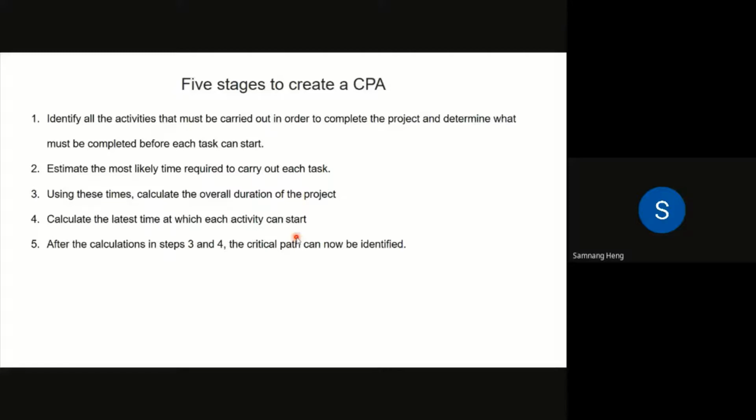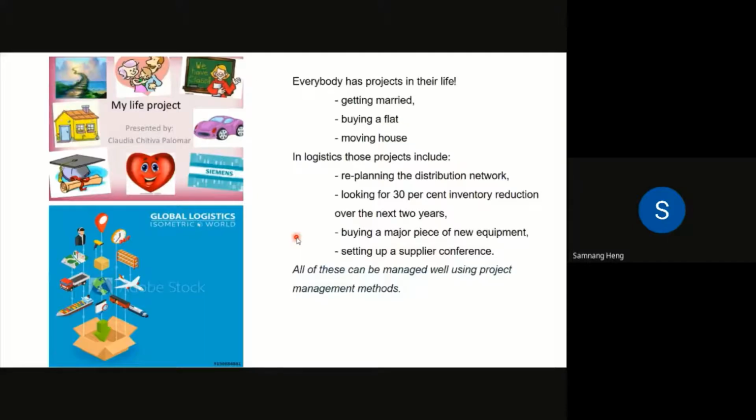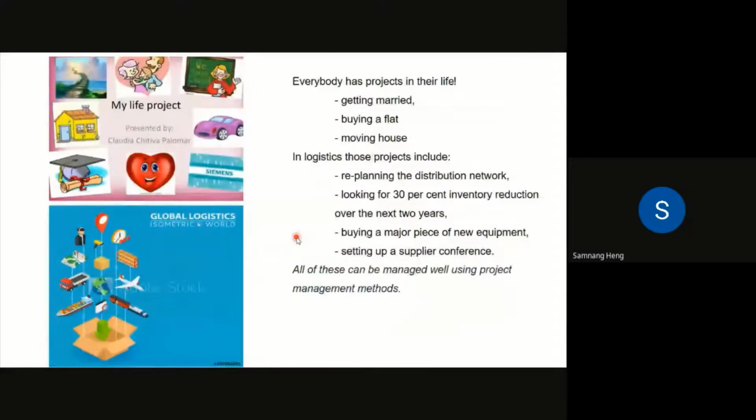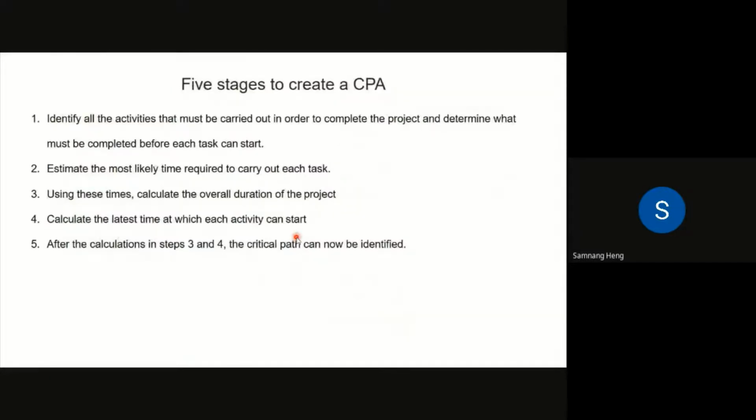Yeah, but you know the system is built by humans, and humans cannot build such a system if they don't understand what CPA is. So they start from scratch, like us. They actually start from cooking a meal, like cooking breakfast in the kitchen, like us, and they just apply it to their career. And number 5, after you calculate steps 3 and 4, the critical path can now be identified. So you know which one you go first and which next.